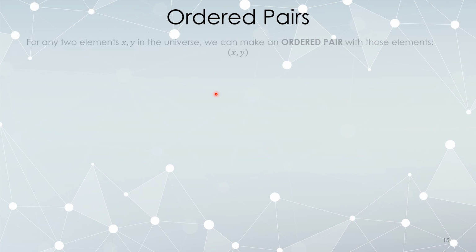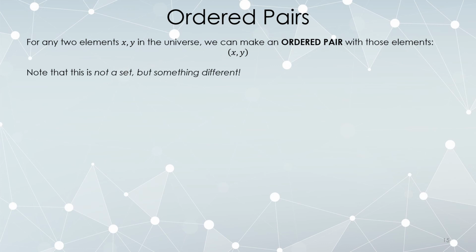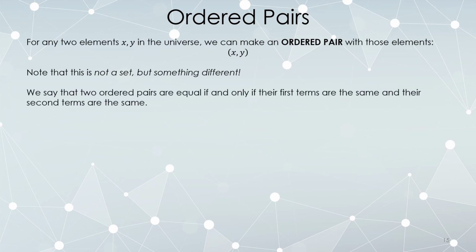Okay, ordered pairs. If I have 2 elements of the universe, you can put them in parentheses. Notice this is not a set. I didn't use braces, I used parentheses to make an ordered pair. So it's not a set. We didn't notate it like a set, and it's not going to be treated like one. It is something different. 2 ordered pairs are going to be called equal if and only if their first terms are the same and their second terms are the same. So now order matters. We distinguish which is first versus which is second.